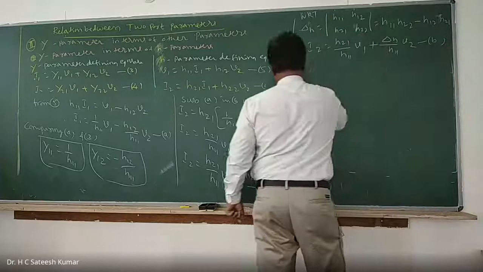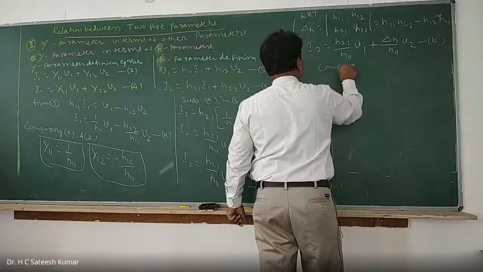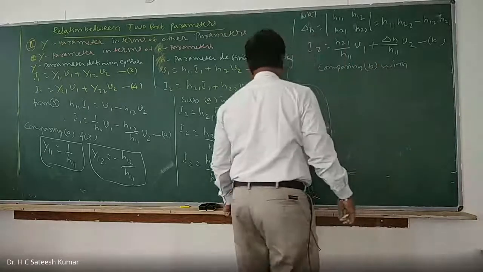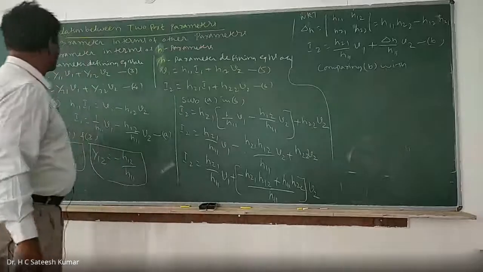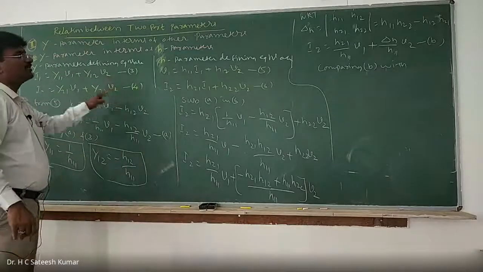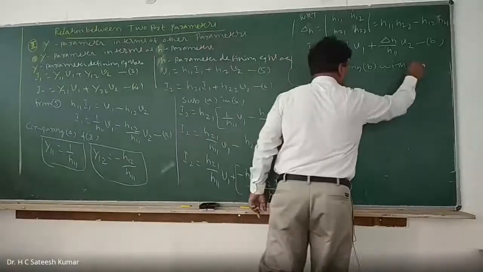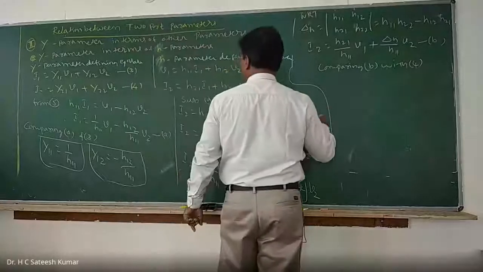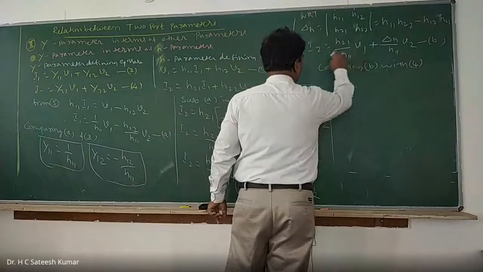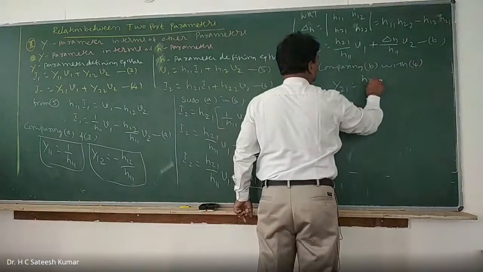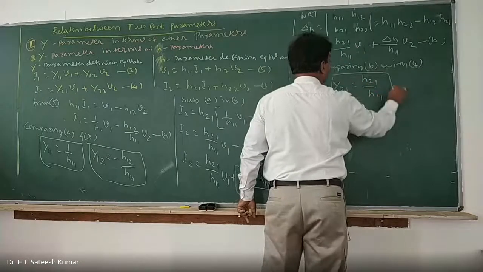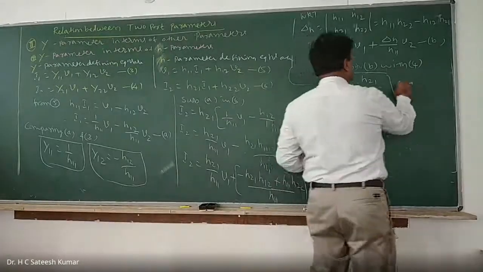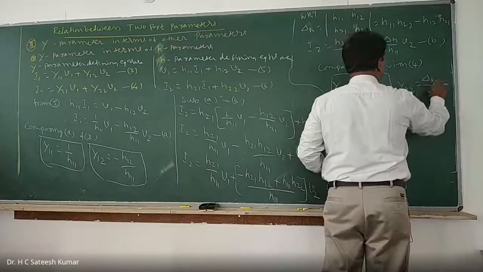Comparing B with which one have we compared earlier? We compared with 3. Therefore the left out one is 4. Comparing B with 4, automatically we will get it. I2 is equal to Y21 into V1, where Y21 is H21 divided by H11, and Y22 into V2, where Y22 is equal to delta H divided by H11.